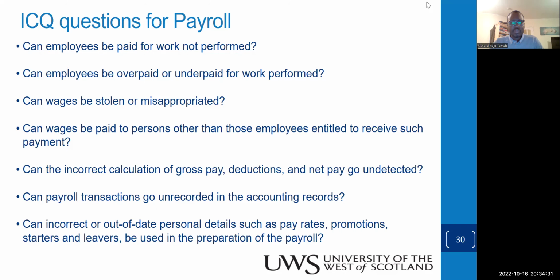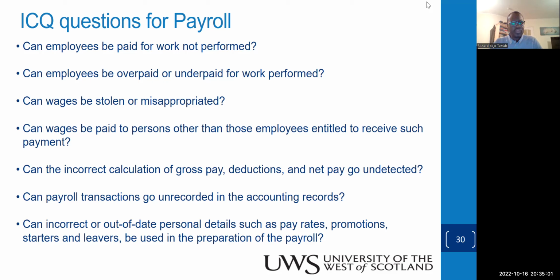Sample ICQ questions for payroll. Can employees be paid for work not performed? It can happen. Can employees be overpaid or underpaid for work performed? Yes, it can happen. Especially timesheet, somebody will key in a timesheet when he knows he has not done that work. Can wages be stolen or misappropriated? Yes, somebody has left the job and they are still paying and somebody is taking the money. Can wages be paid to persons other than those employees entitled to receive? Can I work and somebody take the pay? Yes, it happens.